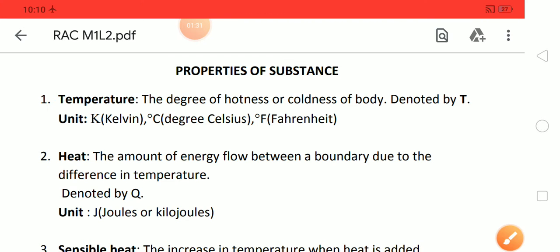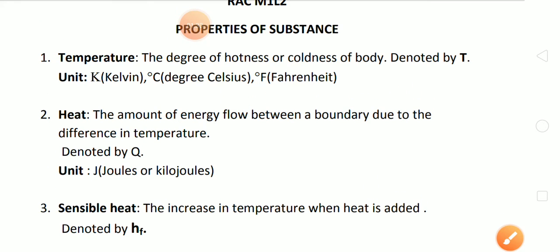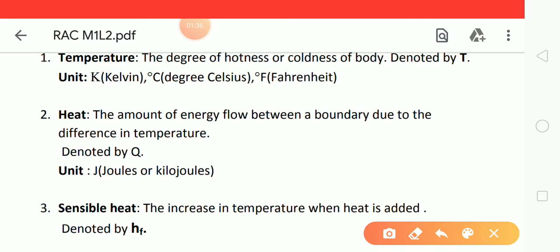Now the second one is heat. Heat is the amount of energy flow across a boundary due to a difference in temperature. Here you can see a line, a boundary, and also a difference in temperature. Is there any mass flow across that boundary? The answer is no, mass is not flowing across that boundary. So that is heat. It is usually denoted as Q, and it is measured in joules or kilojoules.